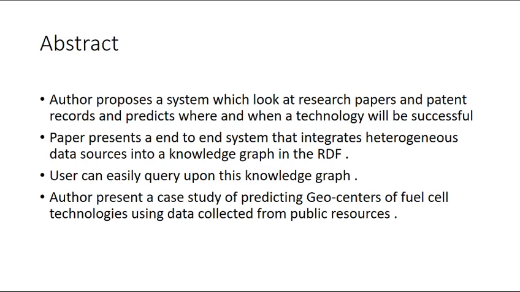Here, the author proposes a system which looks at research papers and patent records. Research papers in the sense to have a look at the specific technology, the origin of a technology, I mean the location and the year and the date of the technology, and the system predicts the future scope of those technologies in the particular cities mentioned in those papers, and also compares with the rest of the cities.